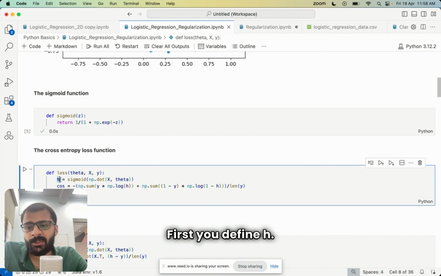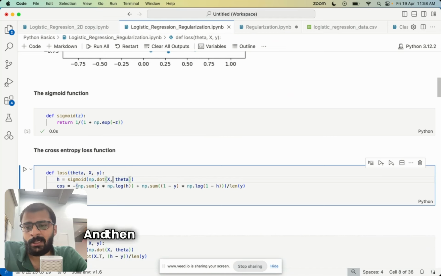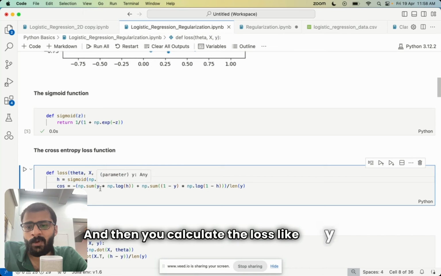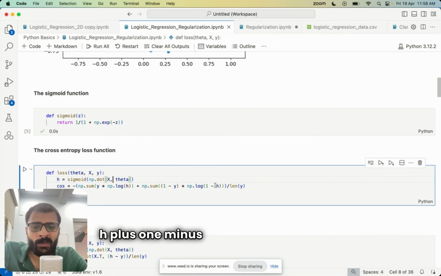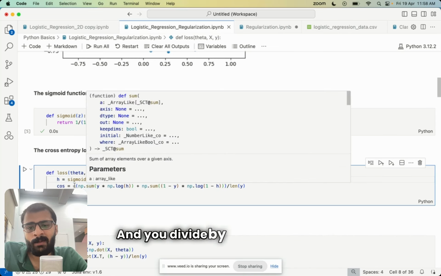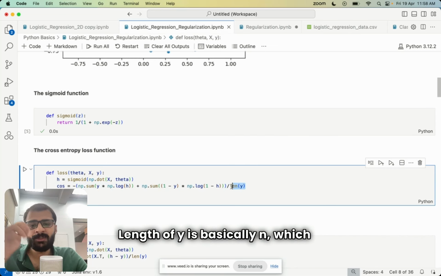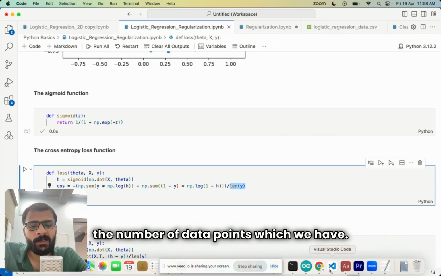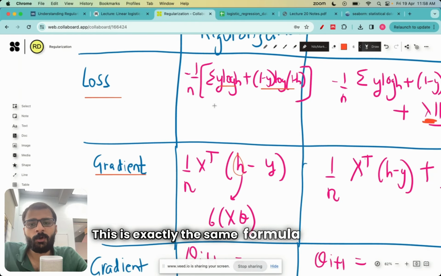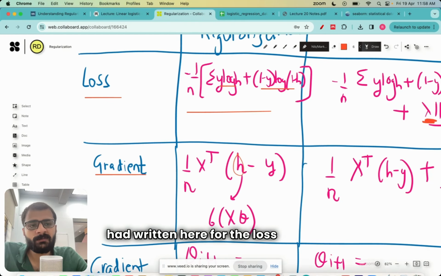First you define h. H is sigmoid of the dot product of x and theta. And then you calculate the loss like y into log h plus 1 minus y into log 1 minus h, and you multiply by minus 1 by n. Length of y is basically n, which is the number of data points which we have. This is exactly the same formula which we had written here for the loss function.